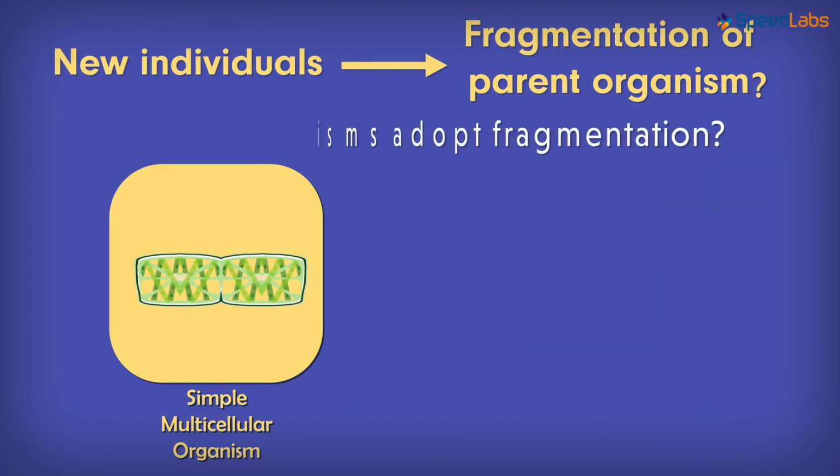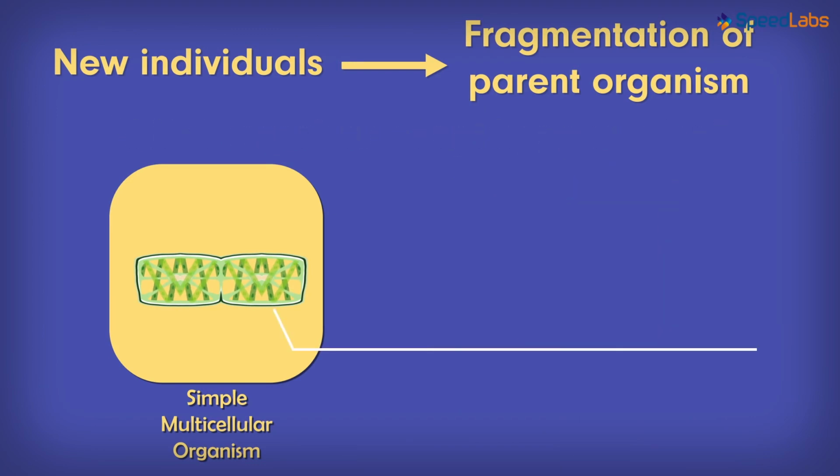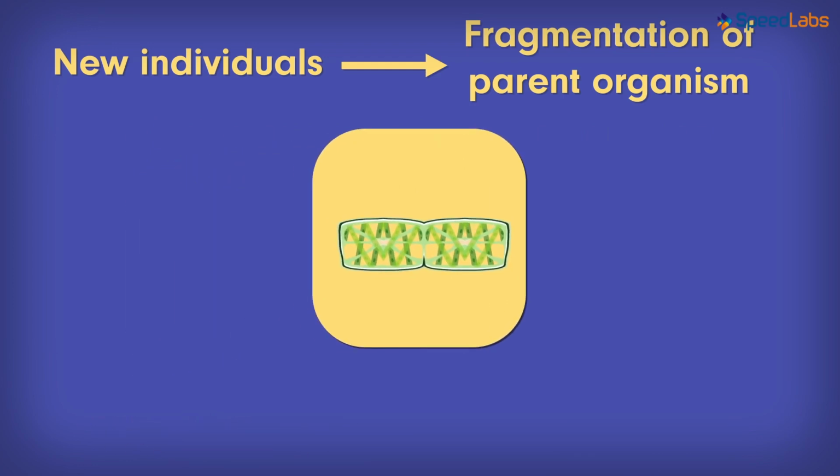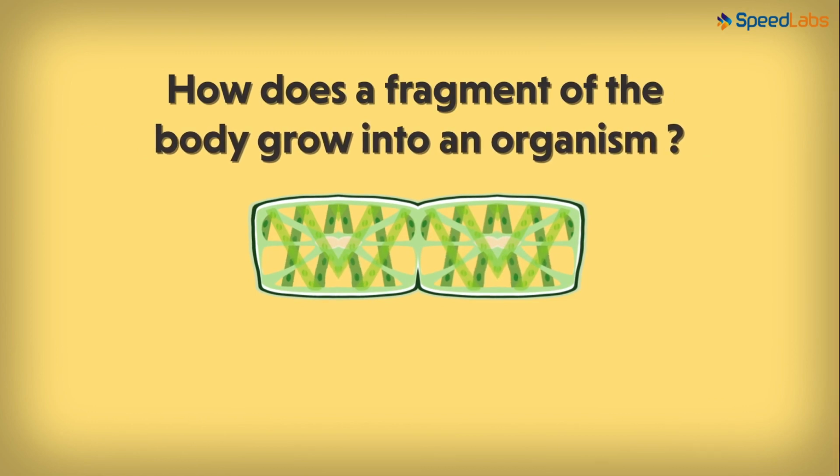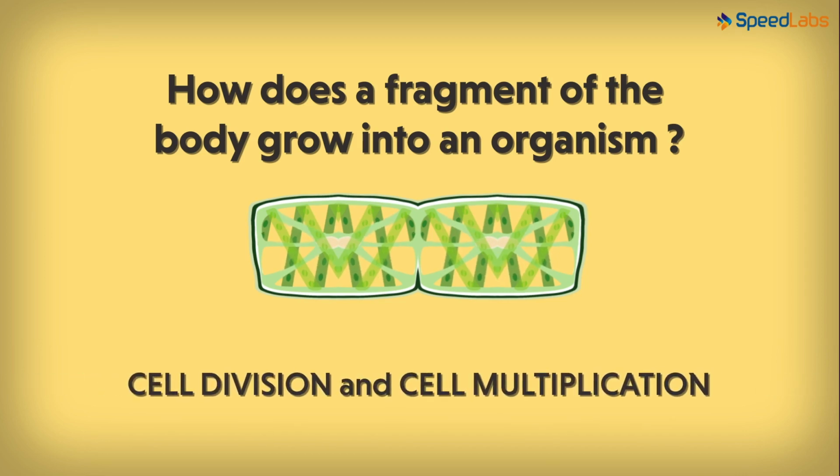The simpler multicellular organisms, on the other hand, do not have a reproductive system. Therefore, they use their body fragments to reproduce. Hold on, think for a minute. How does a tiny piece of a fragment of the body grow into a complete organism? The answer is by cell division and cell multiplication.